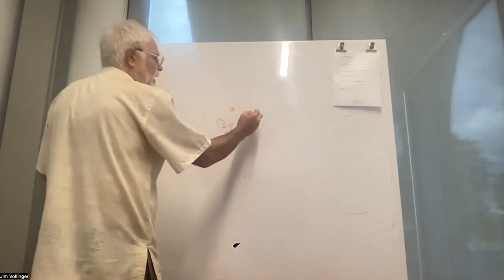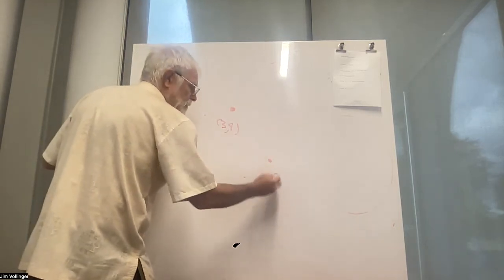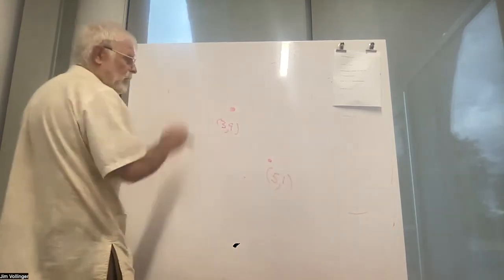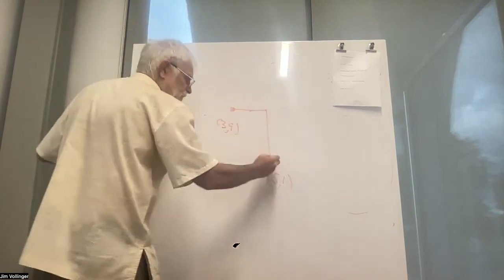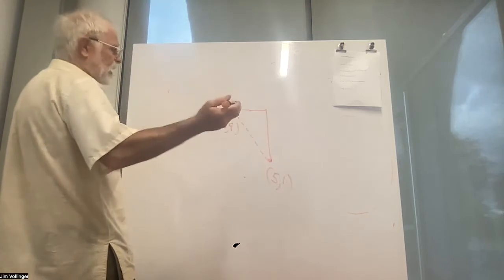3,9 and 5,1. Oh, okay, 5,1 is here. 5 is bigger than 3 and 1 is smaller than 9. Now, what have I really done? I've really created a triangle, not necessarily drawn all that well. We're trying to find that distance. Well, it's exactly as the last problem.